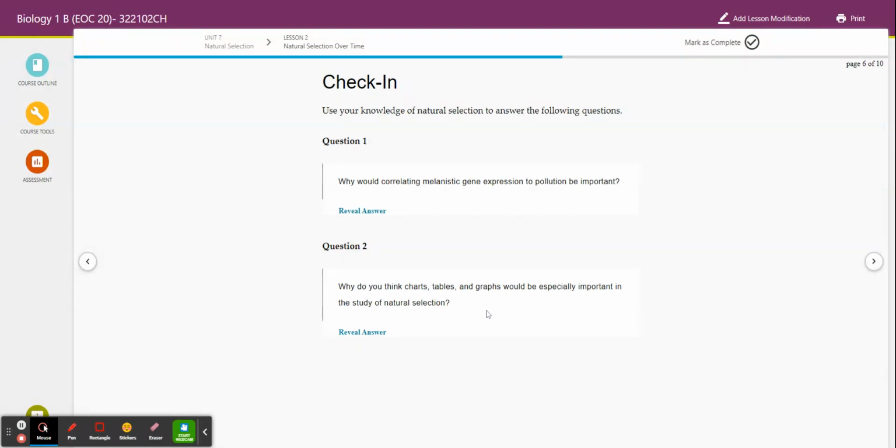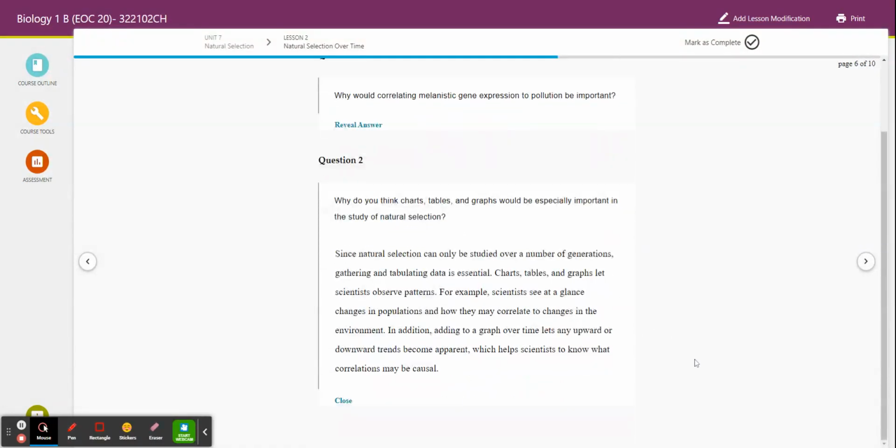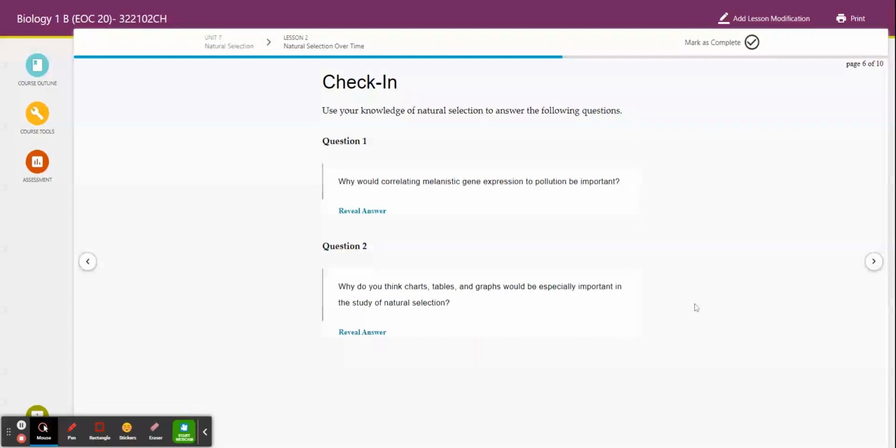Question number 2. Why do you think charts, tables, and graphs would be especially important in the study of natural selection? Since natural selection can only be studied over a number of generations, gathering and tabulating data is essential. Charts, tables, and graphs let scientists observe patterns. For example, scientists see at a glance changes in populations and how they may correlate to changes in the environment. In addition, adding a graph over time lets any upward or downward trends become apparent, which helps scientists to know what correlations may be causal.